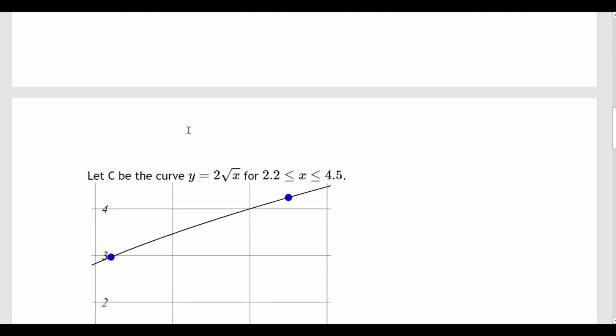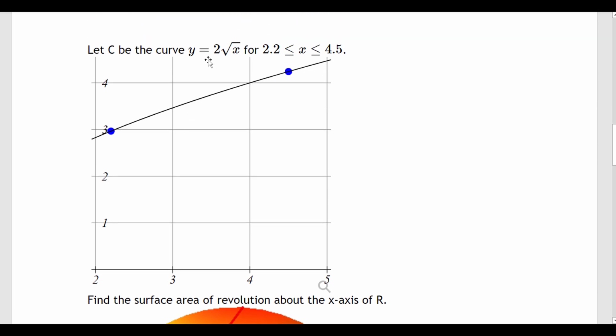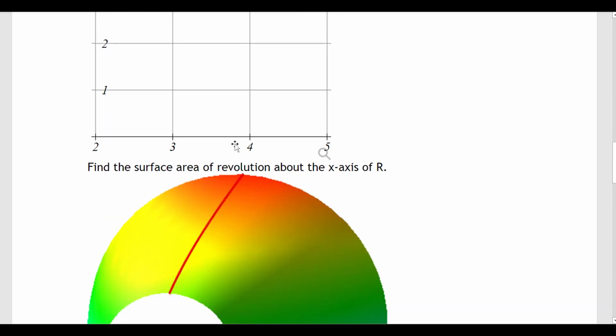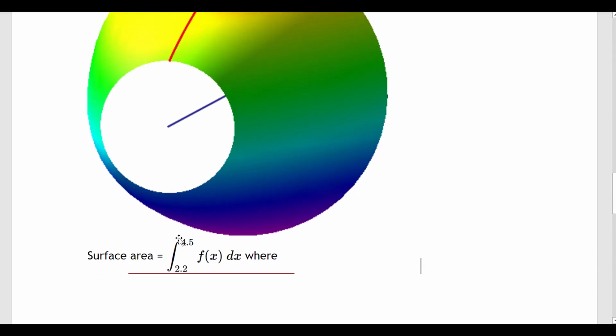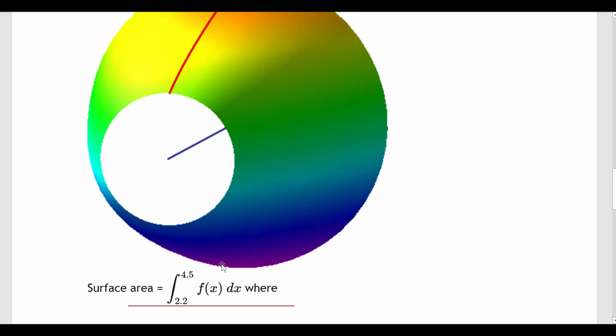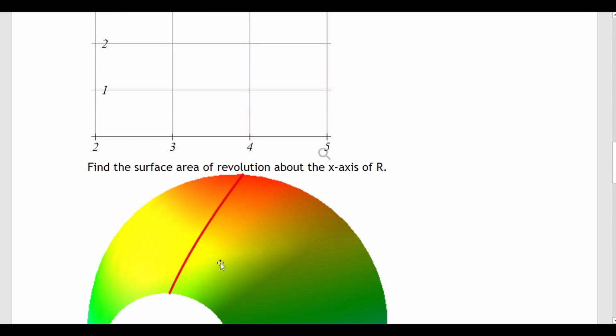So when I come down here to number 9, we have this curve, y equals 2 times the square root of x, from 2.2 to 4.5, and that's revolving around the x-axis. And there's the shape they give us. So they break this into two parts. The first one, what would the function be that's going to be integrated? So let's go ahead and look at this in a few little pieces.